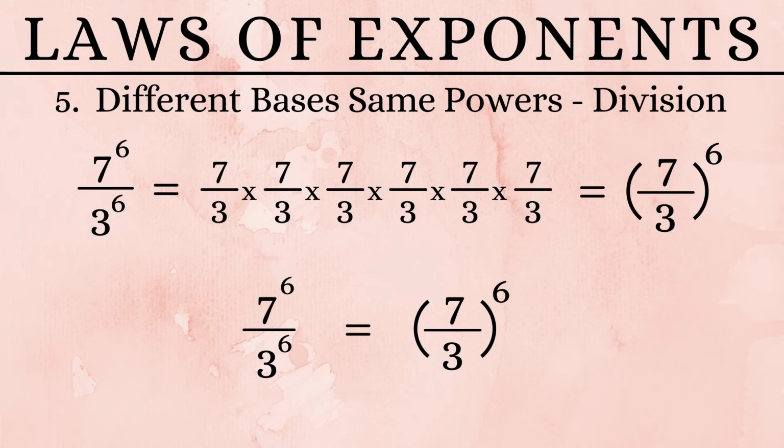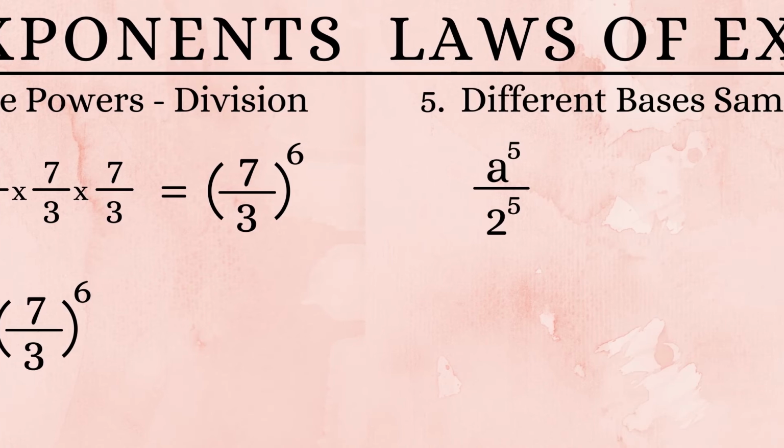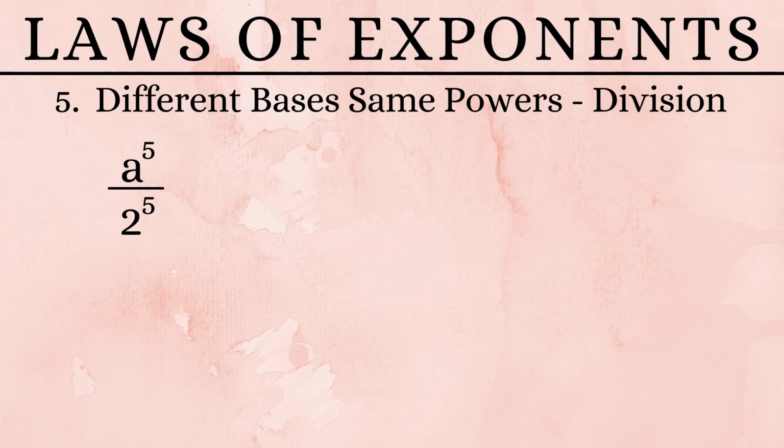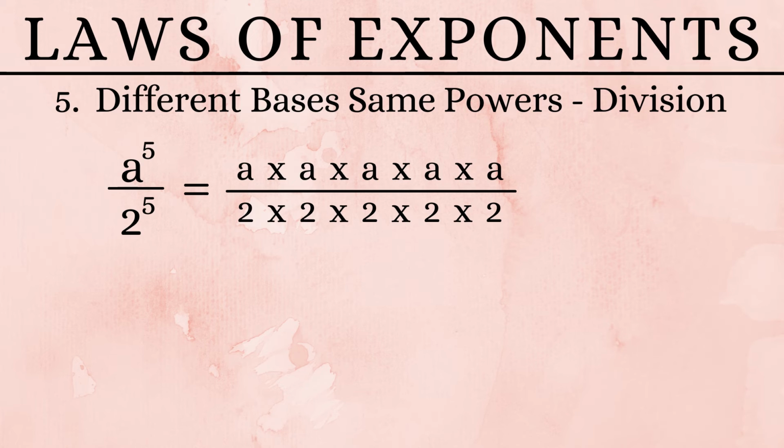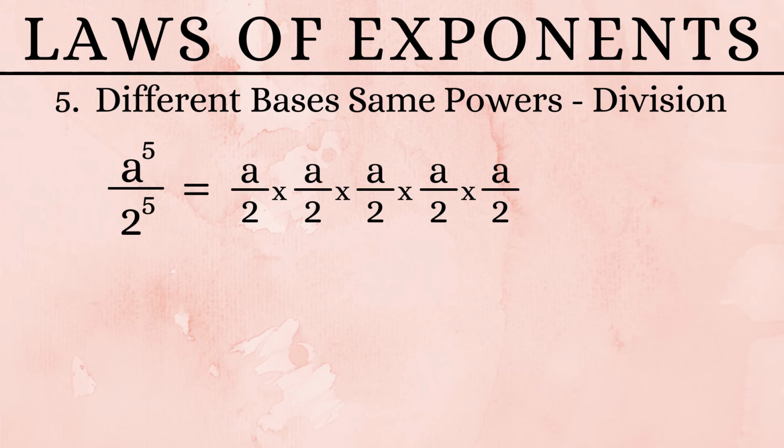Now let's see another example using some variables. a to the power of 5 by 2 to the power of 5. Expanding a to the power of 5, we get a multiplied 5 times. Expanding 2 to the power of 5, we get 2 multiplied 5 times. Now this can also be written as a by 2 multiplied 5 times, or a by 2 whole to the power of 5.